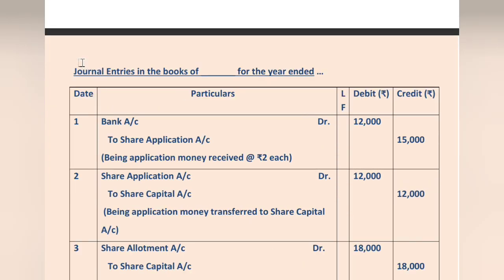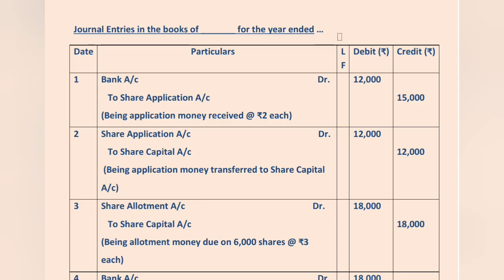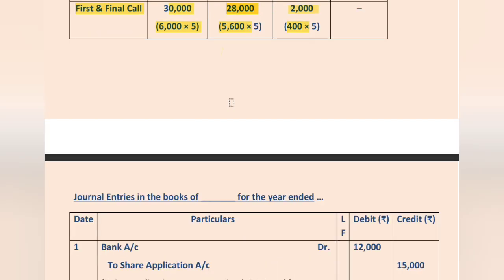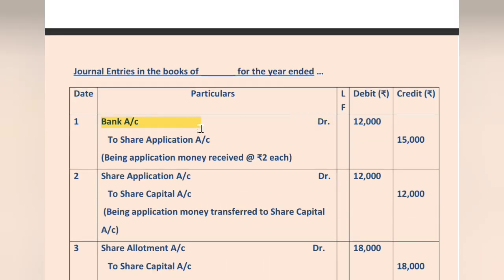See here, journal entries in the books of the company; the name is not given, so I have not mentioned it. For the year ended, the year is also not given, so I have not mentioned it. Based on that, you enter date, particulars, LF, debit, credit. Now first, the bank receives the money from the public, so bank account debit to share application account. How much was received? 15,000.